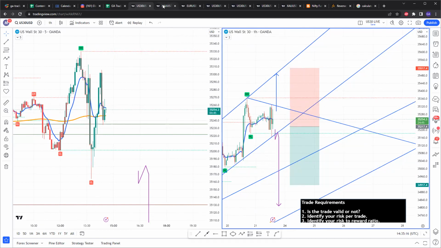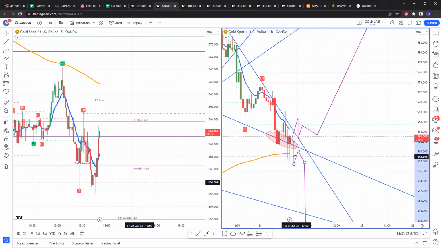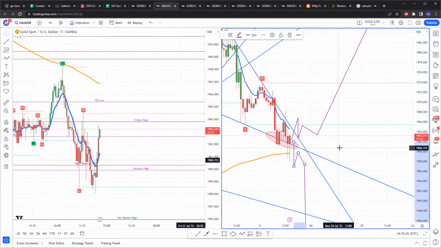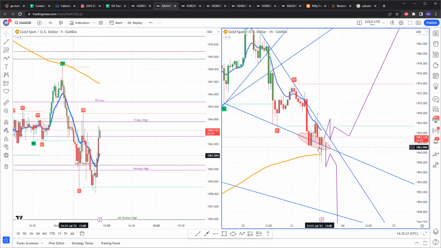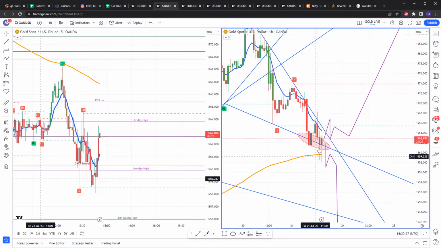Any last questions? I know gold is pumping back up. This is why you always want to wait for that break and retest, especially if you don't have any confluences. So if this happens, maybe this falling wedge pattern might play out, but always wait for that break and retest.